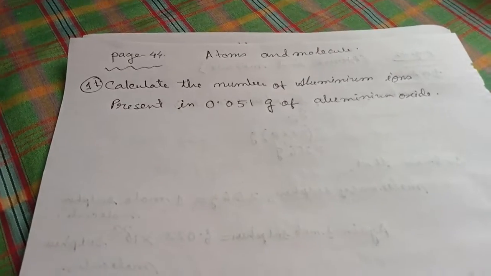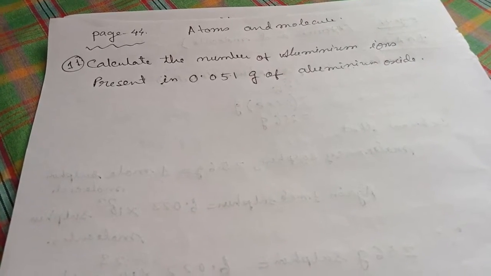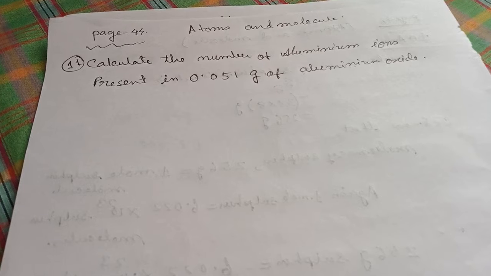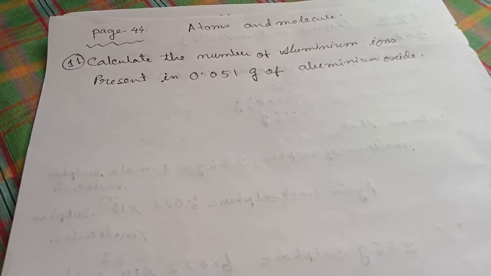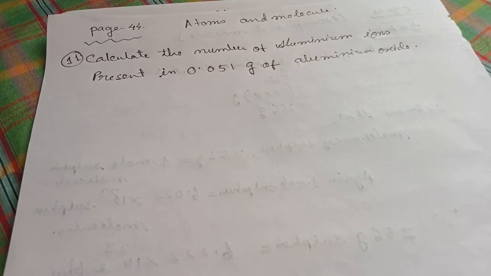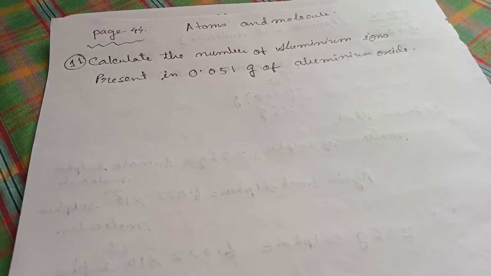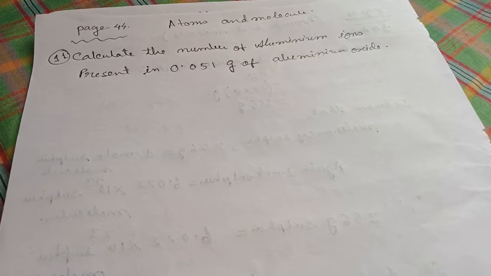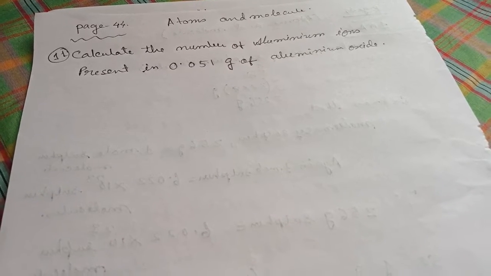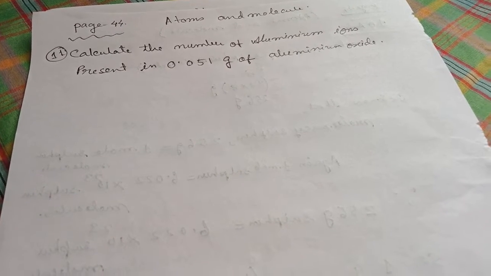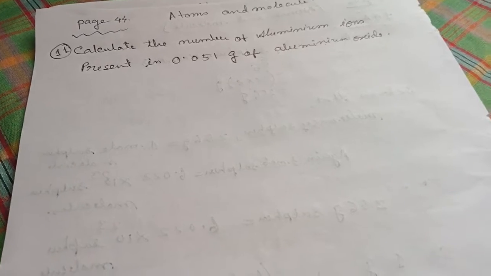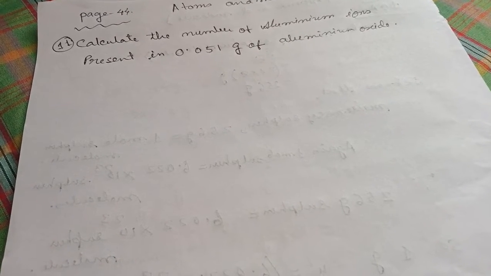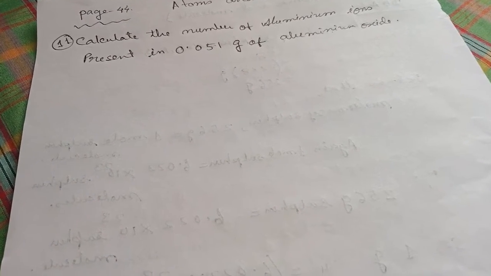Hello students, we are going to discuss question number 11 of the Atoms and Molecules chapter, on page number 44. In the exercise, all the problems are based on the mole concept. You have to find the number of moles from the mass, or find the mass from the moles. Very simple. Questions 6, 7, 8, 9 and 10 are also like that.